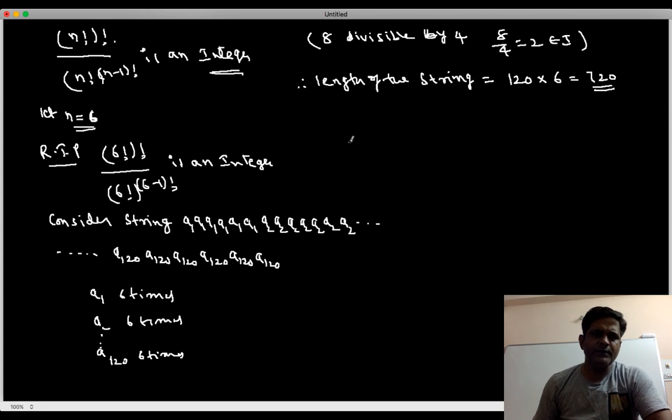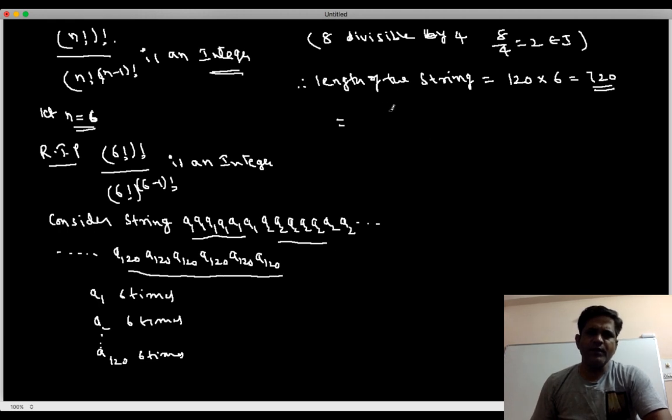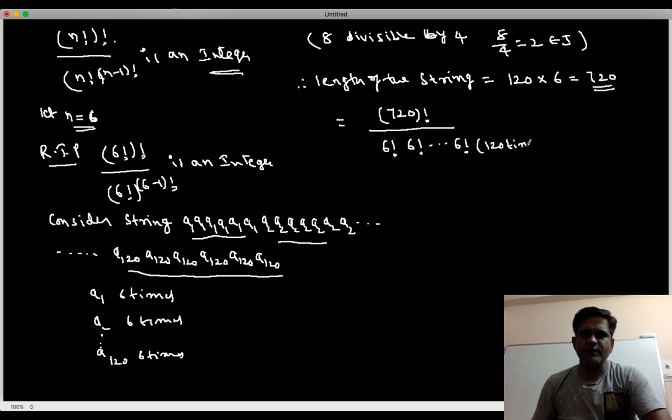Now I will arrange these 720 symbols themselves. How many ways can the 720 symbols be arranged, in which a1 appears 6 times, a2 6 times, etc., a120 6 times? 720 factorial total, since repetition is there. A1 is repeated 6 times, so divided by 6 factorial; a2 6 times, 6 factorial; etc., a120 6 times, 6 factorial. That is 120 times 6 factorial.